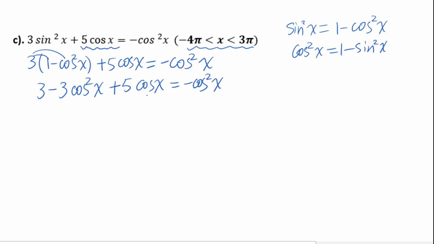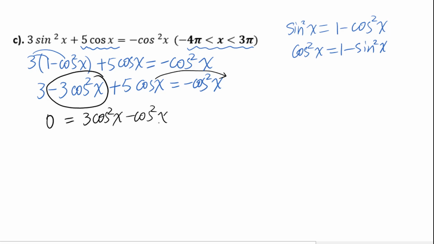You could say this is a quadratic pattern equation. Therefore, we move everything to the right side because we want to make the coefficient of cosine square x positive. Since you move everything to the right side, we get 0 equals 3 cosine square x minus cosine square x minus 5 cosine x minus 3. Combine like terms: 2 cosine square x minus 5 cosine x minus 3.